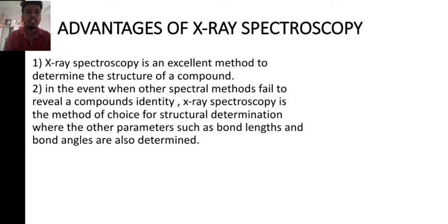Advantages of X-ray spectroscopy. Uses of X-ray spectroscopy. X-ray spectroscopy is an excellent method to determine the structure of a compound. In the event when other spectral methods fail to reveal a compound's identity, X-ray spectroscopy is the method of choice for structural determination, where other parameters such as bond lengths and bond angles are also determined.